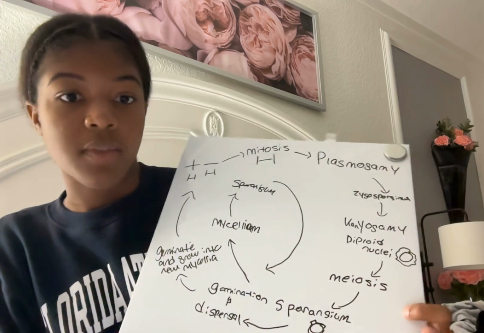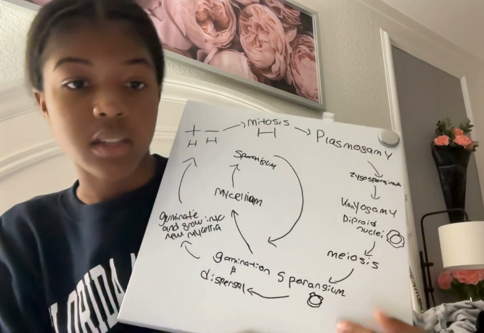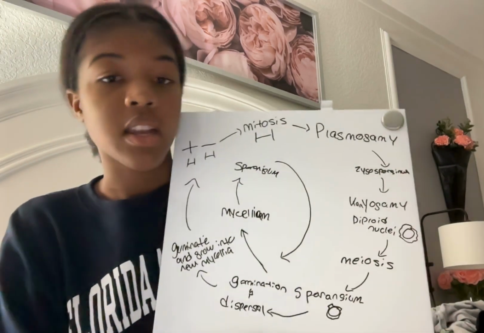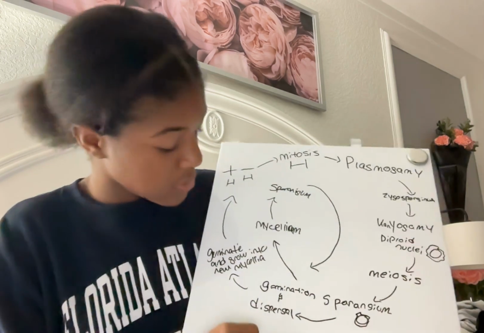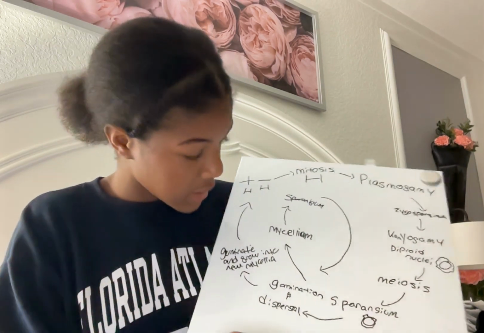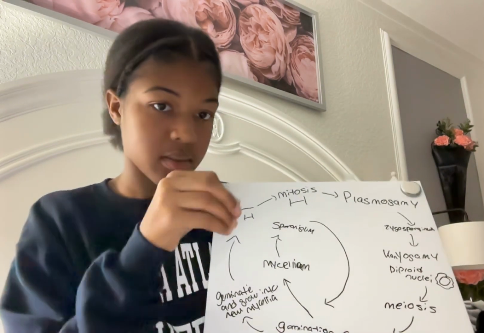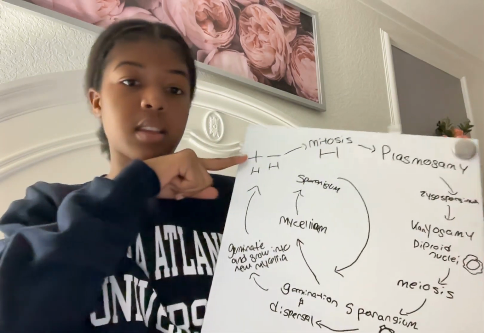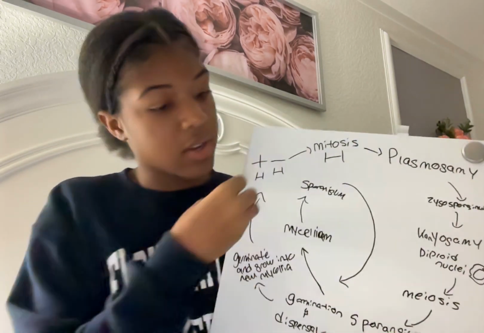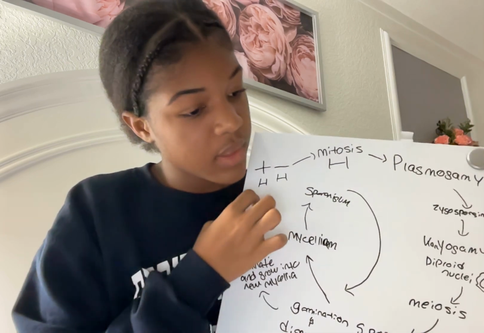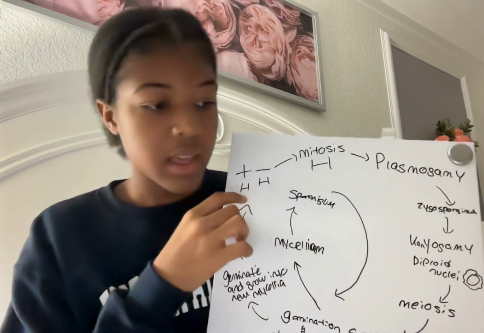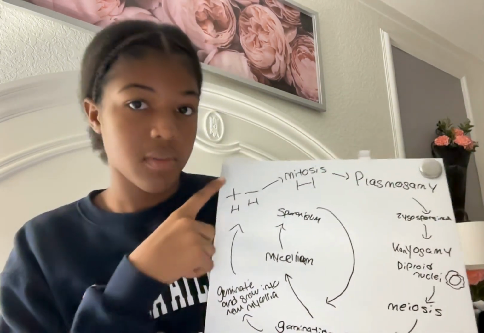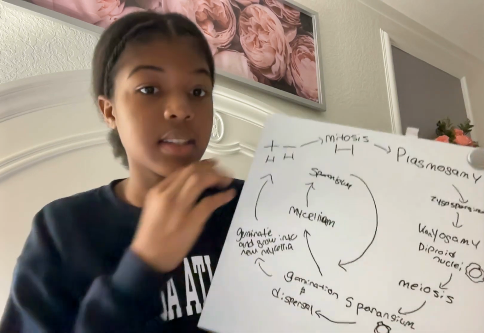And after the genetic variation, we have a sporangium, which then germinates and disperses. It spores out and grows into that. And then we start over again. That's the sexual cycle.